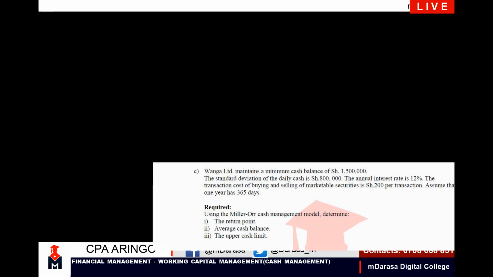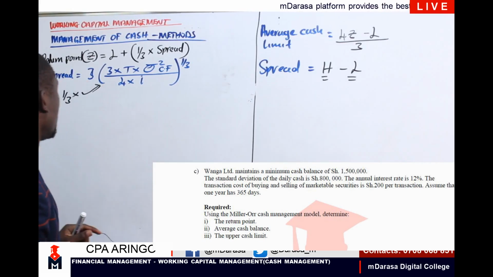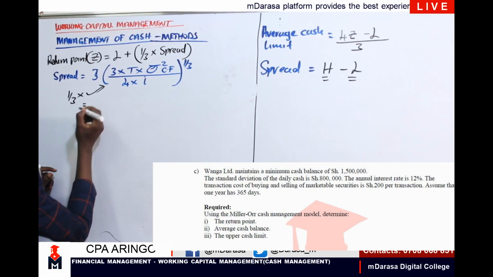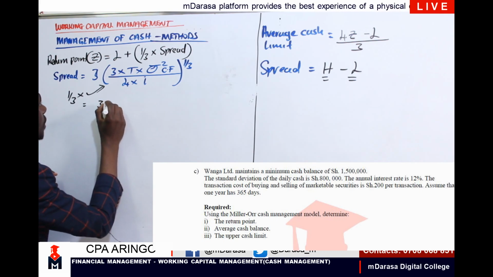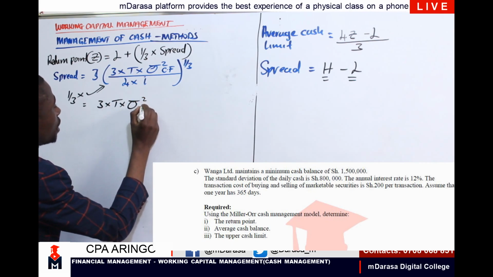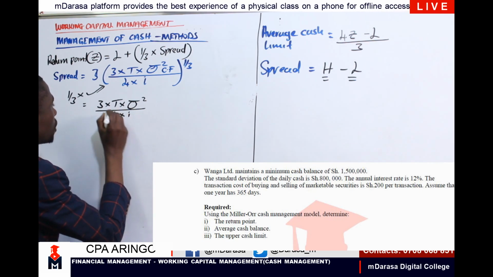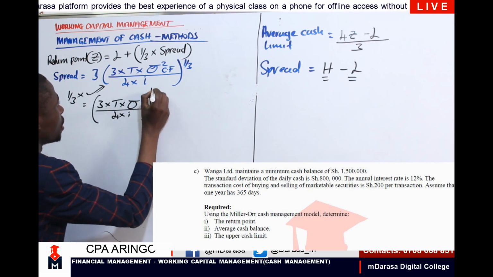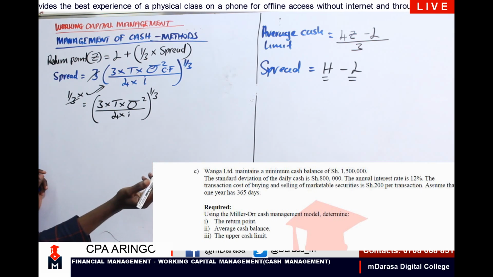I want us to agree that if I take a third of this, it is as if we will be having 3 times my transaction cost times my standard deviation squared over 4 times daily interest, raised to the power of a third. Why? Because if you talk of a third, this will cancel each other, right?